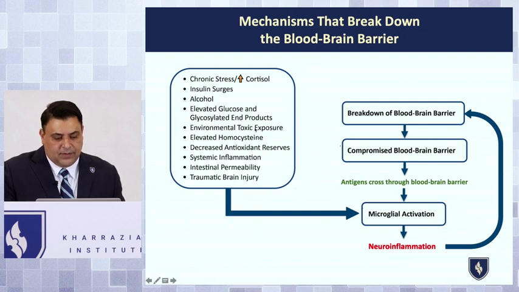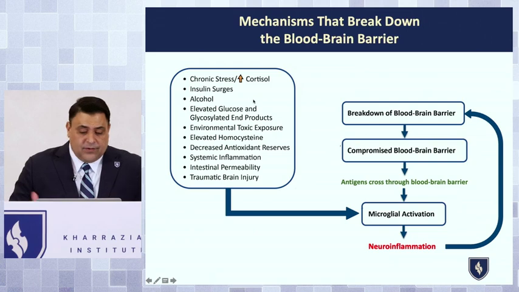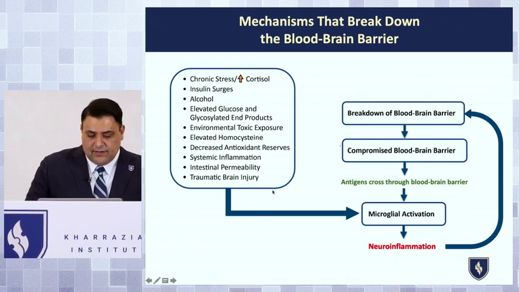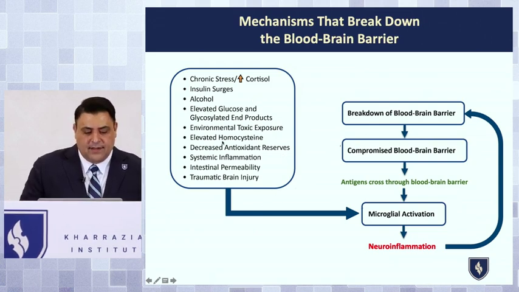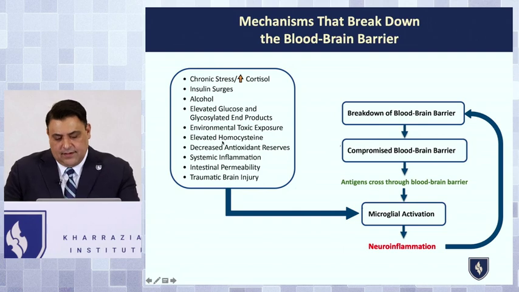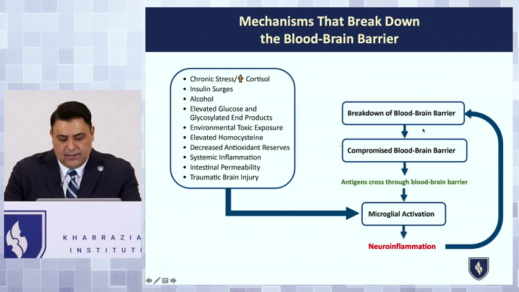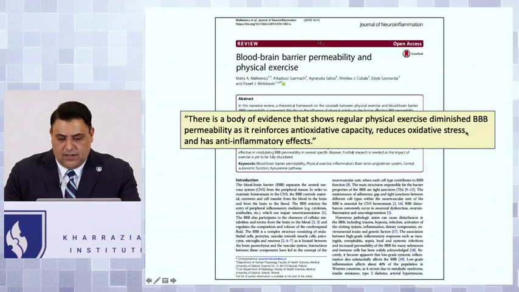So these are common mechanisms why the blood-brain barrier may break down. Sometimes you just don't know the cause. A lot of times it's just chronic intestinal permeability, food reactivity, lack of antioxidants. That may be a factor. But remember, something causes the blood-brain barrier to break down, and then antigen can cross through the blood-brain barrier. Then you activate the microglia. Then you get neuroinflammation, and then you trigger the autoantibody response as well.